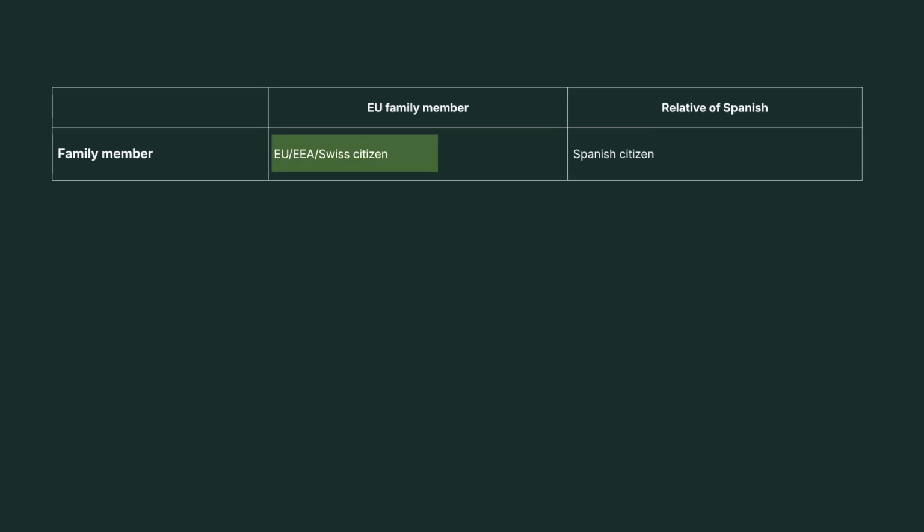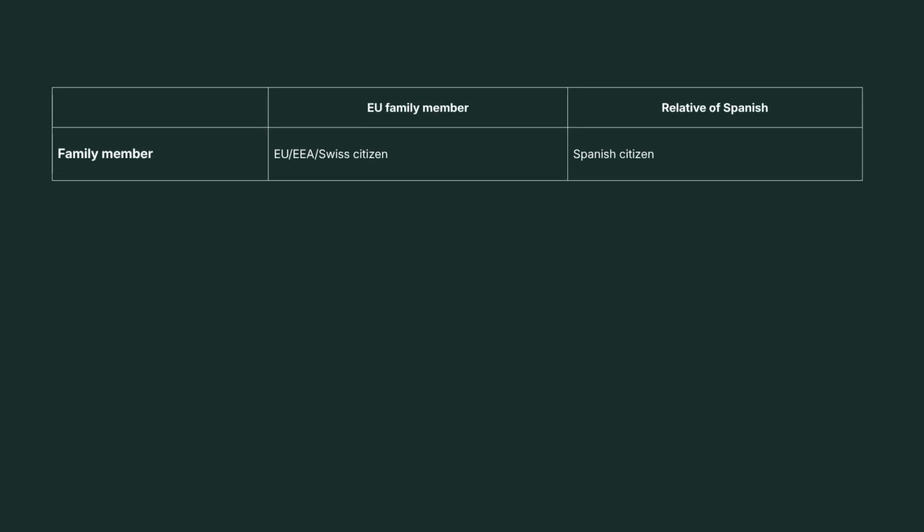The first difference depends on one question: who is your family member? For the residence card for family members of European Union citizens, your reference family member is a citizen of another European country, the European Economic Area or Switzerland, who lives in Spain. For example, a French or Italian person who lives in Spain. In contrast, for residence as a family member of a Spanish citizen, your reference family member is a Spanish citizen. This is the main difference introduced by the new immigration regulations.